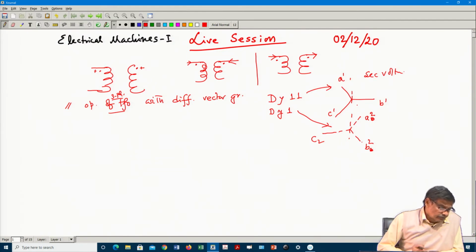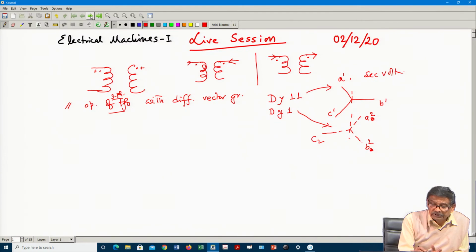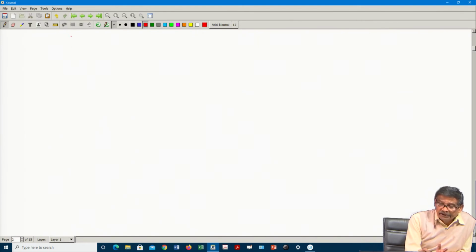Then another student asked, and these questions often come to our mind. He is asking why open delta configuration is not considered an unbalanced system, as we do not take care of sequence components. Whatever I have understood about this question is this, the open delta connection.